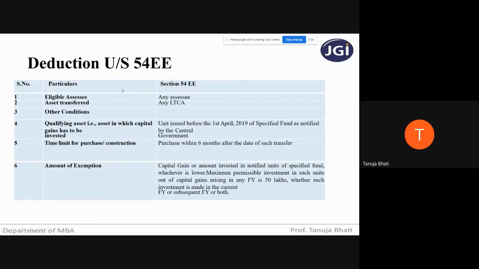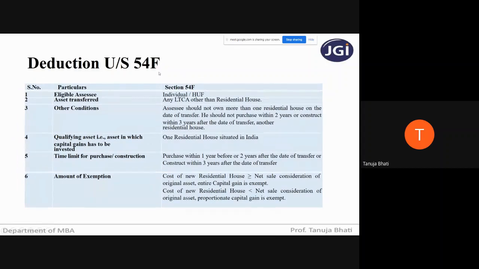So section 54EE also is not that important from the exam point of view, but all you need to know is who is eligible for the deduction, what asset should be transferred, the gain from the transfer, where it should be invested, and that investment by what time limit it should be made in order to get this particular deduction. So have you understood section 54EE? Yes, students? Yes, ma'am. Next, 54F.